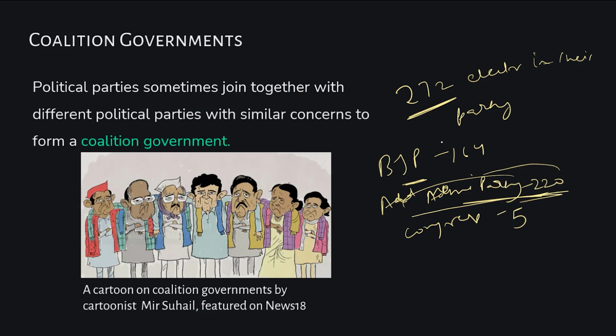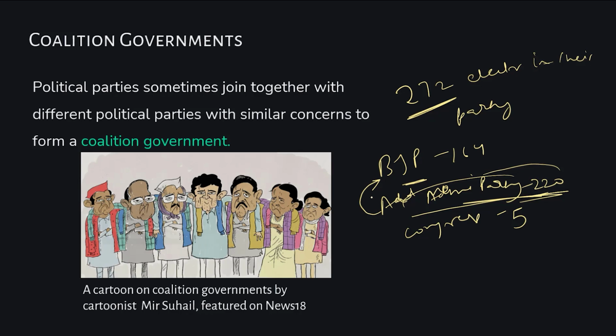Now what happens in this case? If this scenario comes up, what will happen? In this case, BJP and Aam Aadmi Party can, by a common consensus, a general agreement, combine their government. When we combine the votes of 164 and 220, we'll get a larger number than 272, and the objective to become the ruling party will get solved.